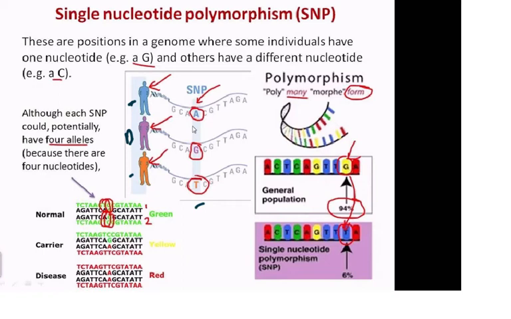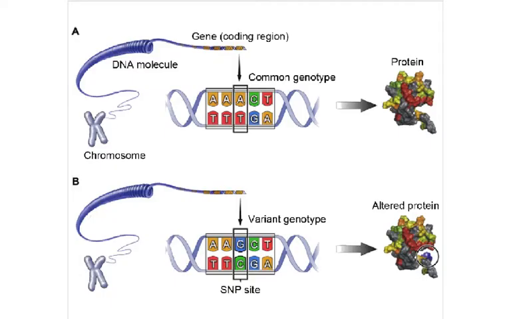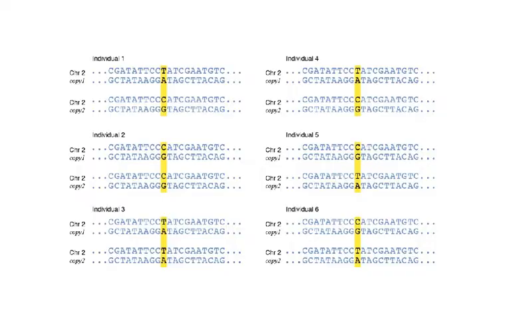Now you can see another example. This is another example, common genotype and variant genotype. This is the SNP site, and this results in a protein, and this results in an altered protein. Then another example is here, individual 1. Just pause the video here, have a look at it, and see what difference they are showing you in this situation.